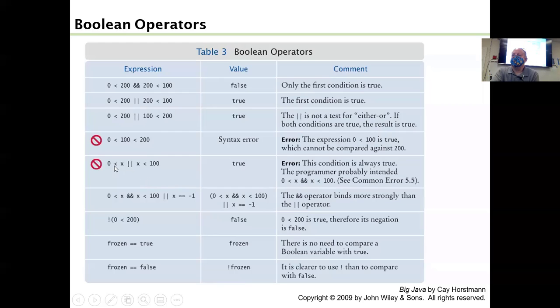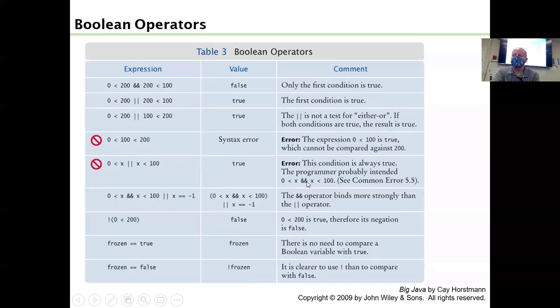Why would this always be true? Because if x is any positive number, not including 0, that's true. And then if x is less than 100, that goes the other way and takes care of all the negative numbers. And because we said or, this will always return true, because one side or the other has to be true. There's no other way around it.